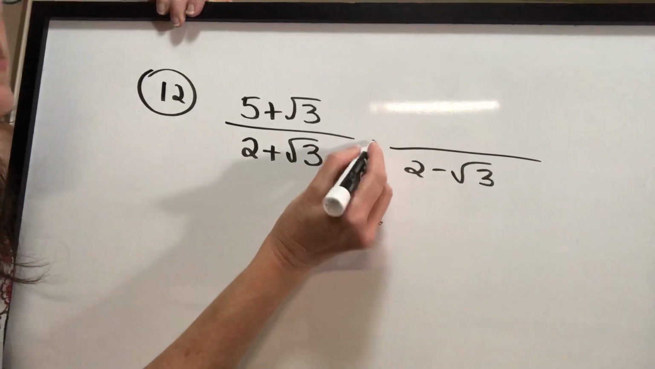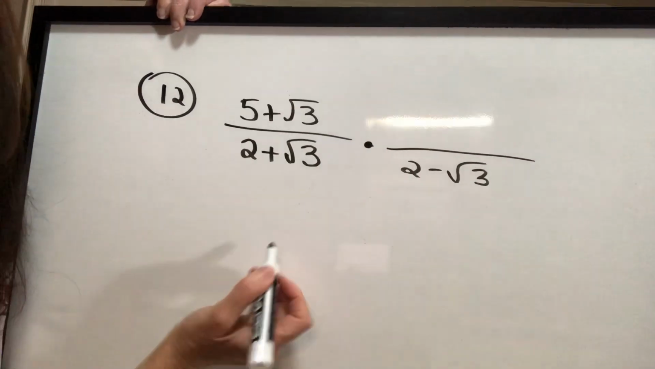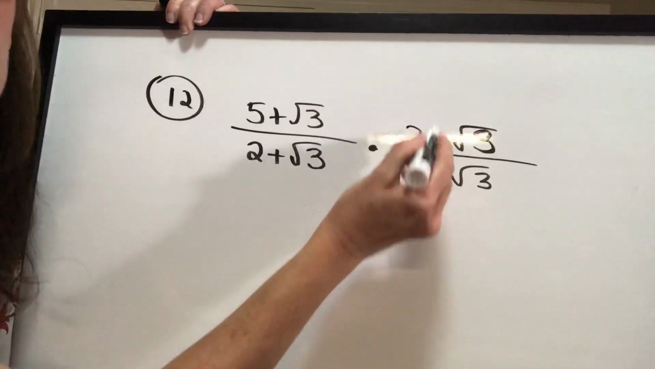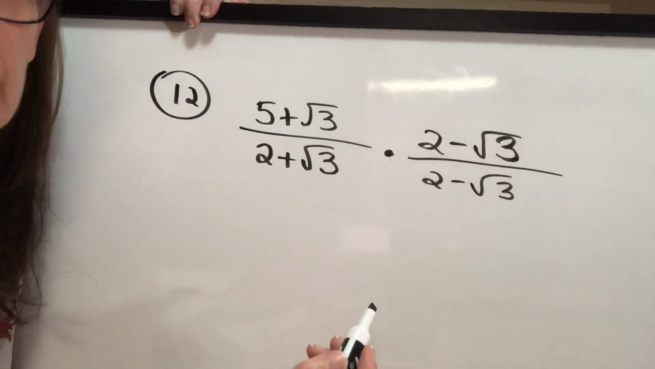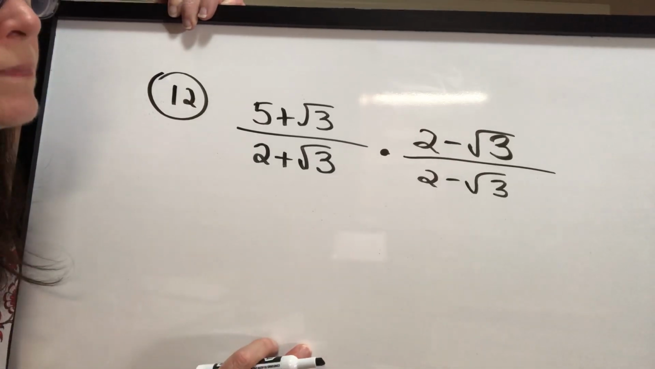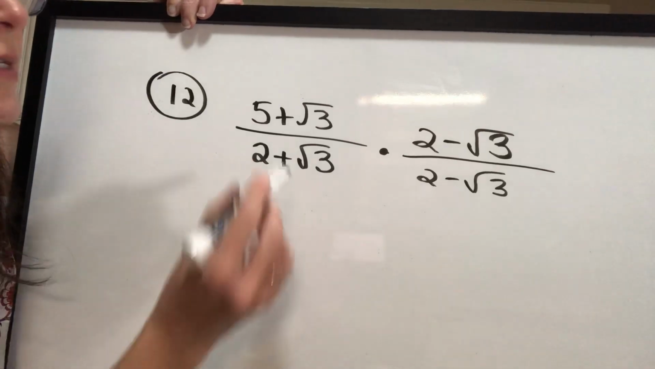Okay, so what you're going to do is multiply, that's a multiply sign, the numerator and denominator by that same thing. So whatever you do on the top, do to the bottom as well. That is called multiplying by the conjugate. Okay, so once it's set up like this, we're going to do FOIL.